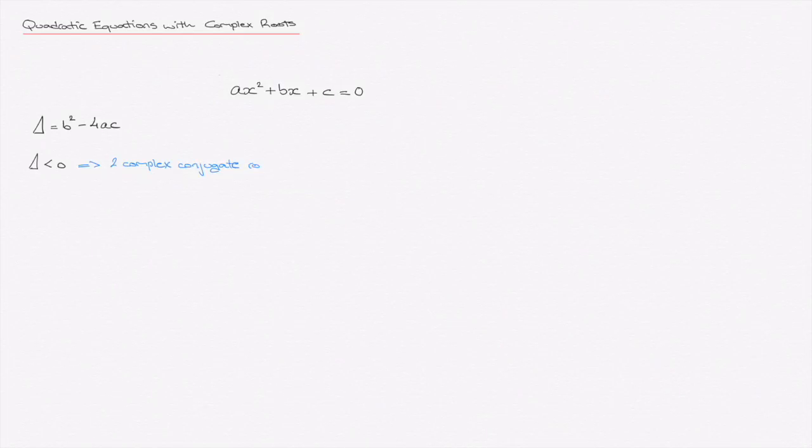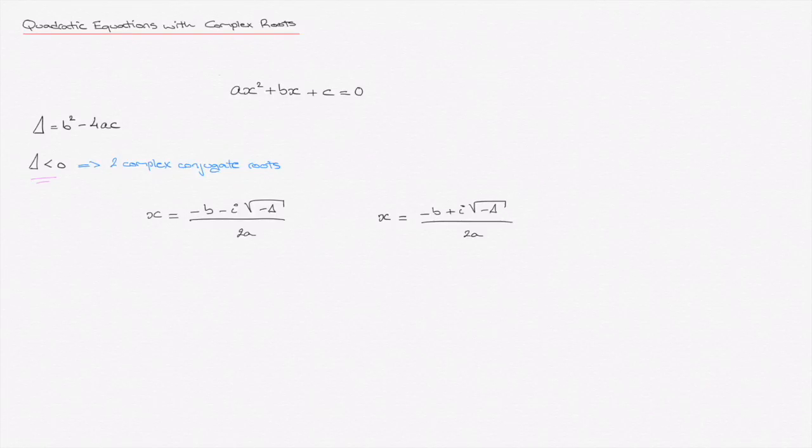And the formula for these complex conjugate roots is the following. The first root would be x equals negative b minus i times the square root of negative delta over 2a. And the second root would be x equals negative b plus i times the square root of negative delta over 2a. Now, you may be wondering why it's negative delta under the square root. Well, the reason for that is because, remember, delta in this case is negative. So negative delta would become positive. So we still have a positive number under our square root in this formula.